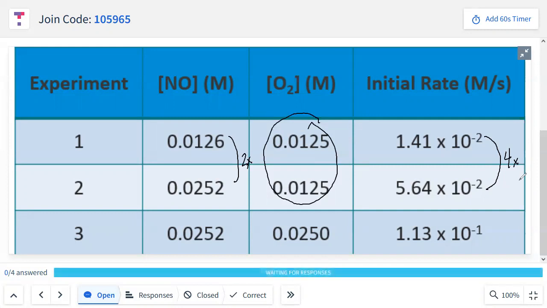So what you have is a 2x change in concentration, but a 4x change in rate. So that's not a linear relationship. That is an exponential, second order relationship. So you should have concluded that nitrogen monoxide was second order.